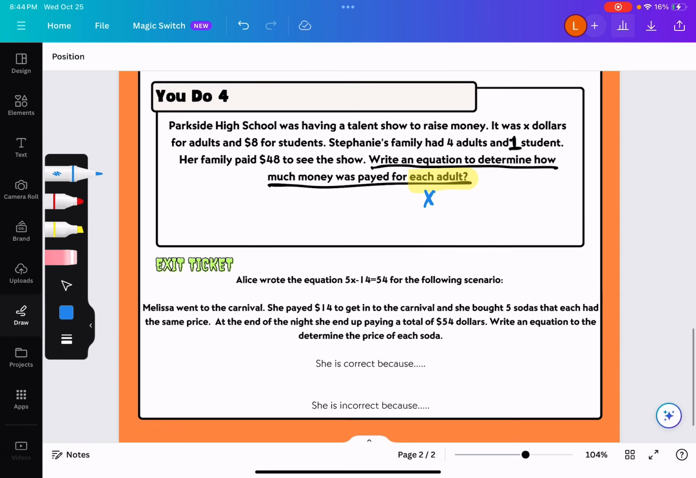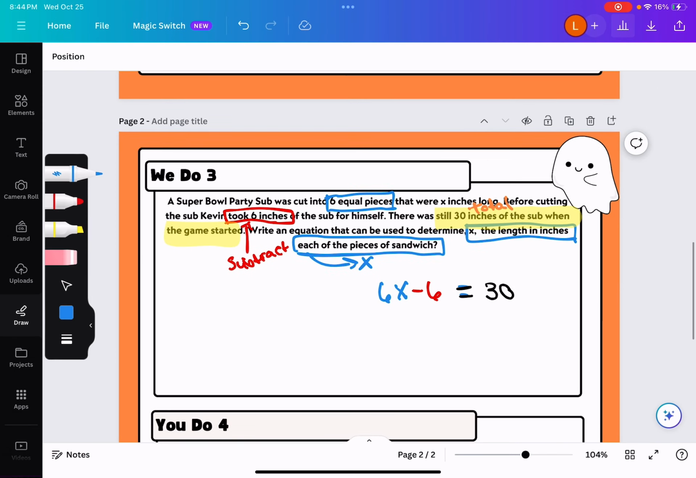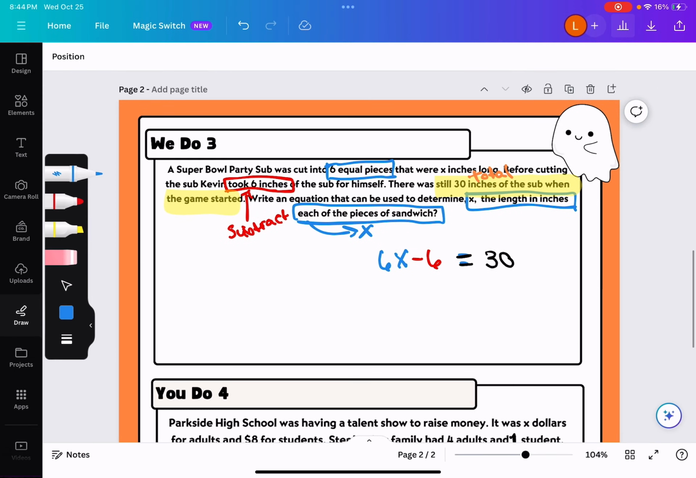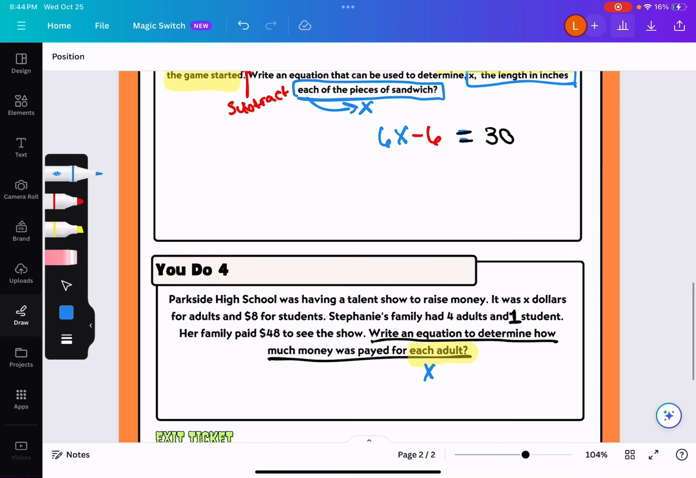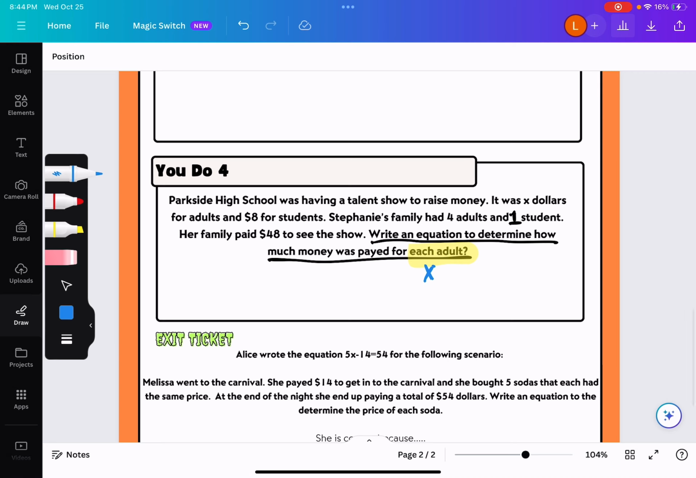Okay? So at any point, if I was going too fast, you can rewind, pause, okay, to make sure you finish copying. Okay, so you're finishing off the you do. When you're done, raise your hand and the sub or your teacher will bring you the practice. Okay?